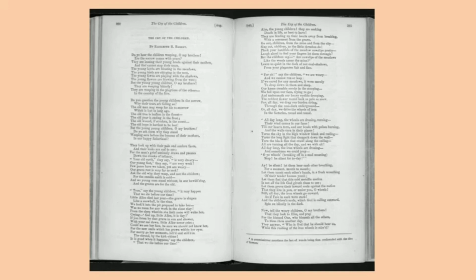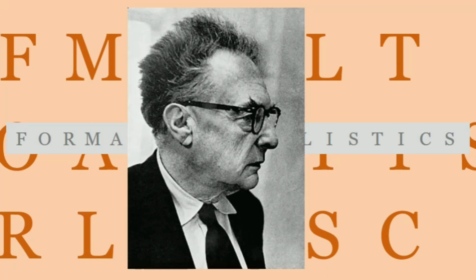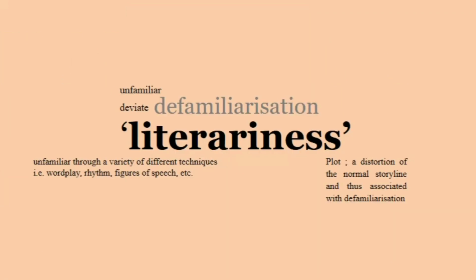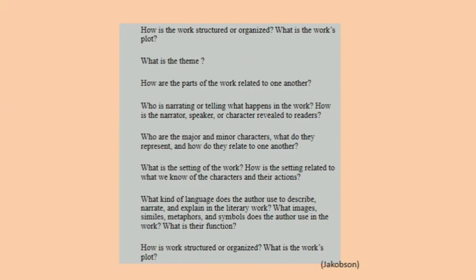Regarding that, the objective of this paper is to analyze the poem The Cry of the Children using a Formalist stylistics approach based on Jakobson's question guidelines to find out the literariness and the defamiliarization of the work. As the main focus of this paper is the literariness which is achieved by defamiliarization, this paper will base its analysis on the questions that can be applied to the analysis of literary work, where the ultimate aim is to approach meaning through several aspects of the form.